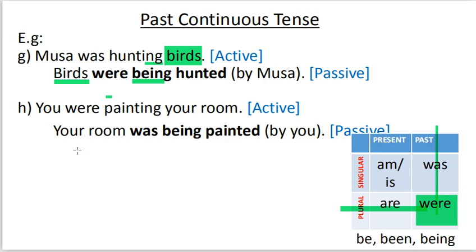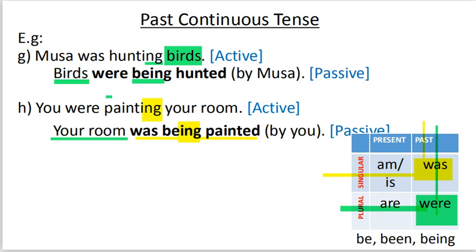Let's go to example H. You were painting your room. Your room is singular. Were painting is past tense. Let's look for singular past. That is was. Then painting, because it is in ing form, let's introduce the verb be in ing form. Being. Your room was being. Then paint, the past participle of paint, painted. Your room was being painted by you.